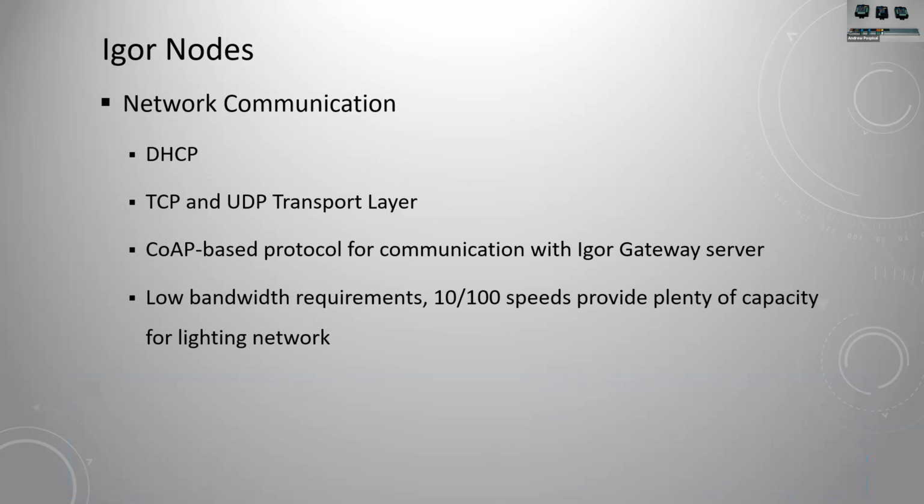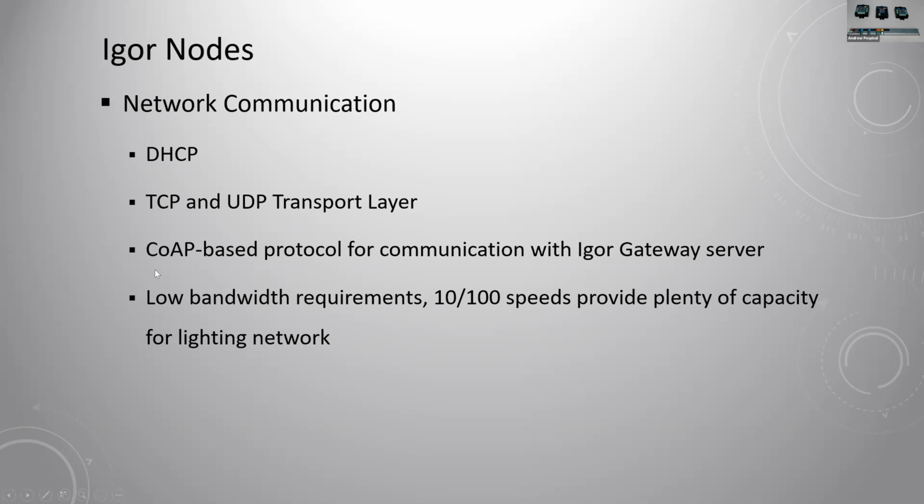So a few base level network communication items around the nodes. They are DHCP enabled. So when the network nodes power up, they are going to send out a DHCP request on the network and get an IP address back. Once it has that IP address, then it'll do a broadcast to the gateway server, discover the gateway server, and relay its devices up there. And so that's over both TCP and UDP. UDP is obviously the broadcast level type communication.